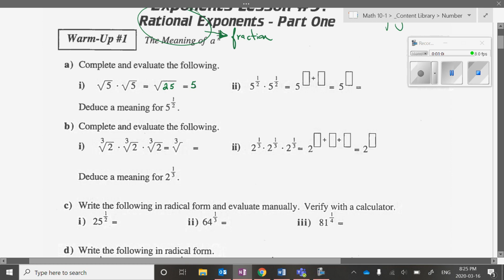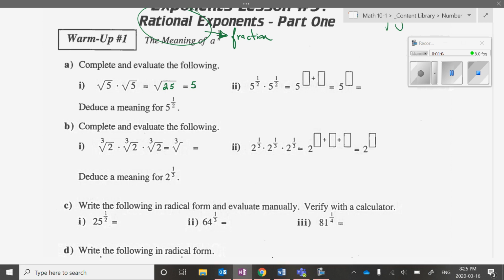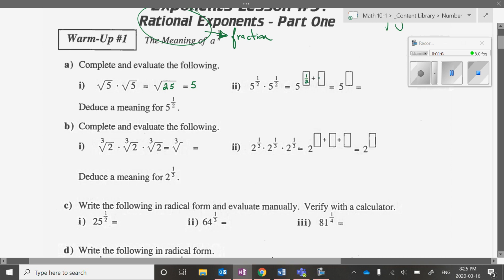Okay, the second question says if I have 5 to the power of a half times 5 to the power of a half, we all know we can use the power rule here. So here we're adding a half plus a half, which is equal to 1. 5 to the power of 1 is 5. Knowing those two things, these statements are somehow related because I have these two pieces common in both, and they're both equivalent to 5.